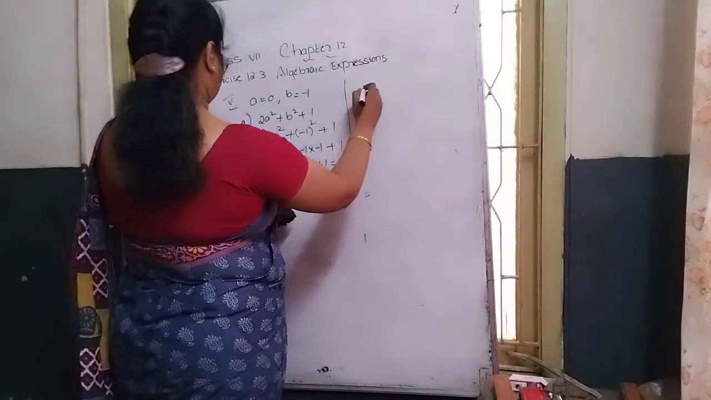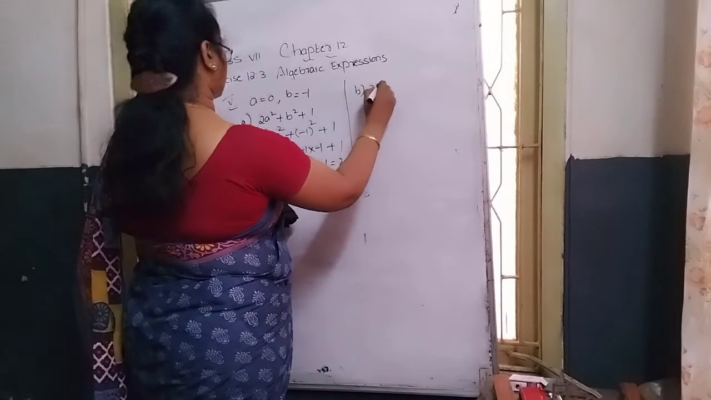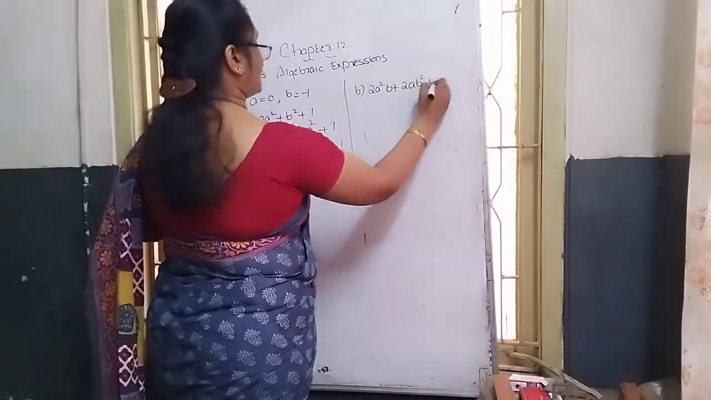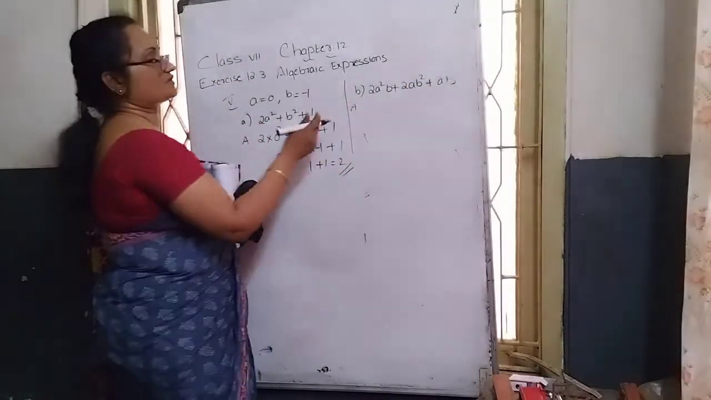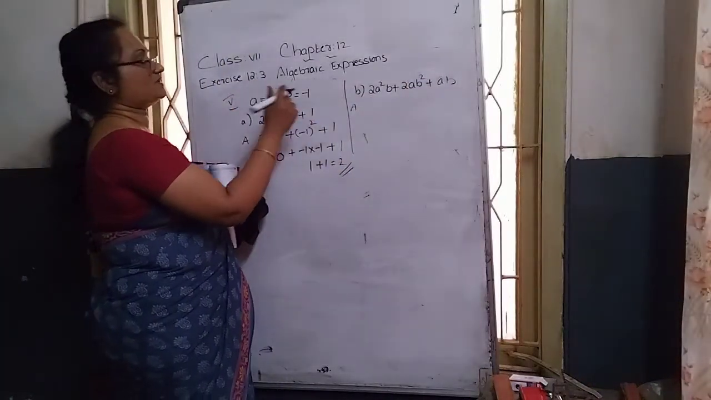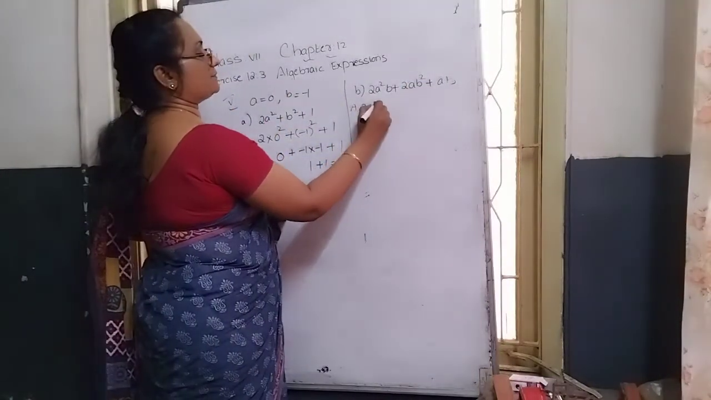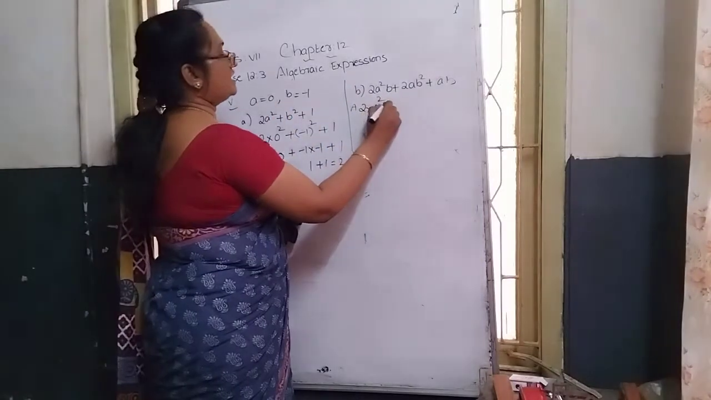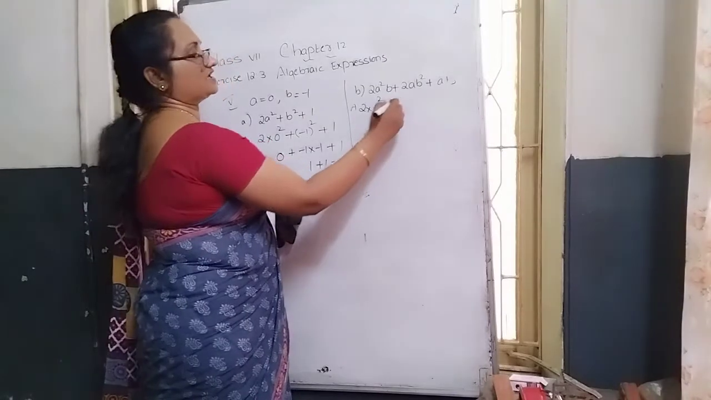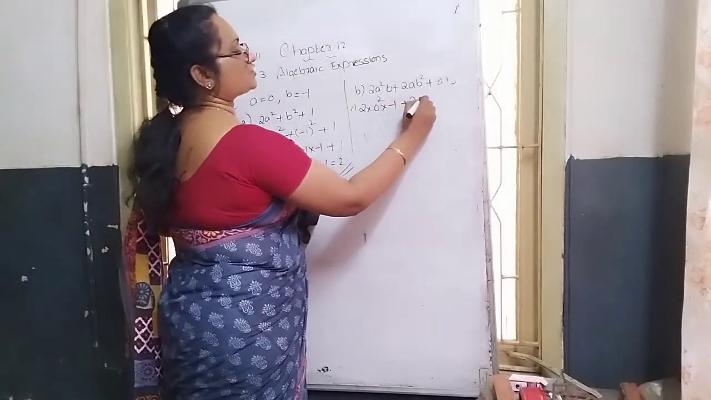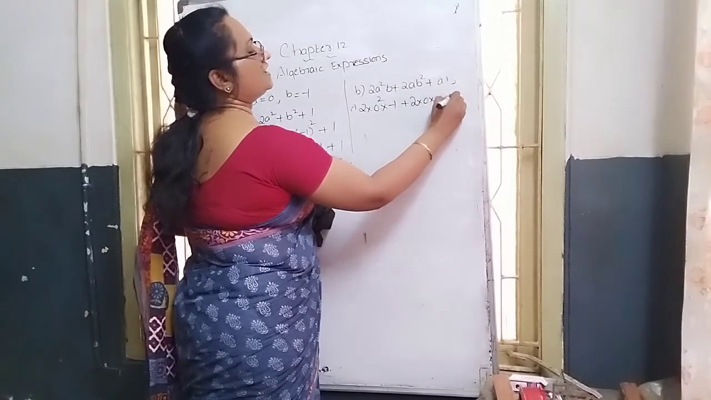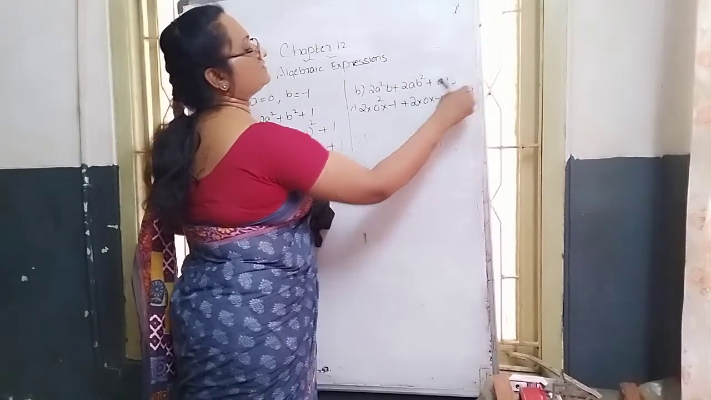One more question. One more question is B question: 2A square B plus 2AB square plus AB. Here also A place A value, B place B value. Here 2 into A value is how much? 0, but power 2 is there. B value is how much? Minus 1. Plus again, second term is 2 into A value. A value is how much? 0. B value is how much? Minus 1. Plus A value into B value. B value is minus 1.